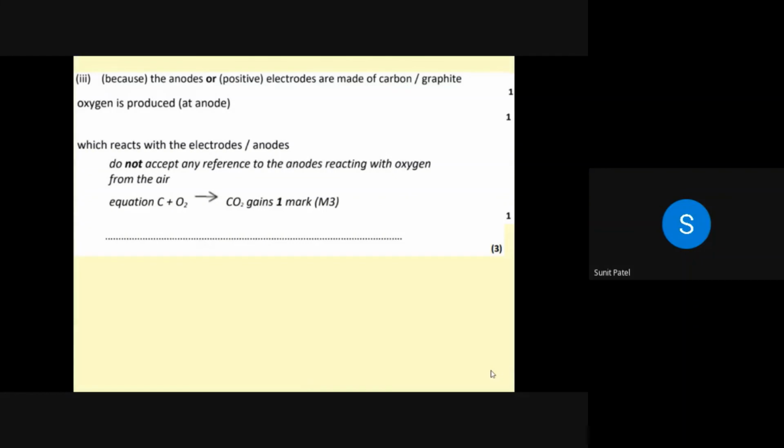You don't have to write the equation there, but you could have done. It doesn't mean you're going to lose marks. It just shows higher order thinking. And then the oxygen will react with the carbon from the graphite to give the carbon dioxide fumes there.